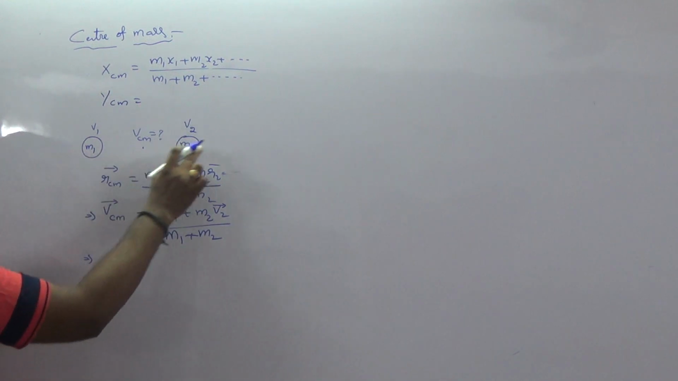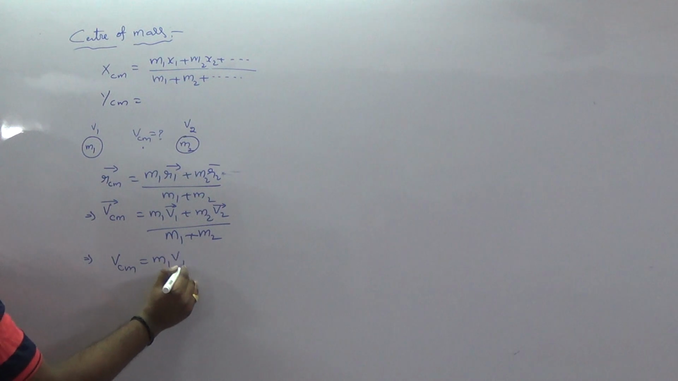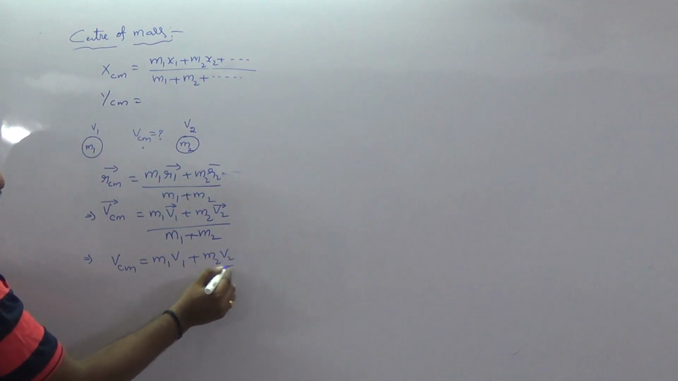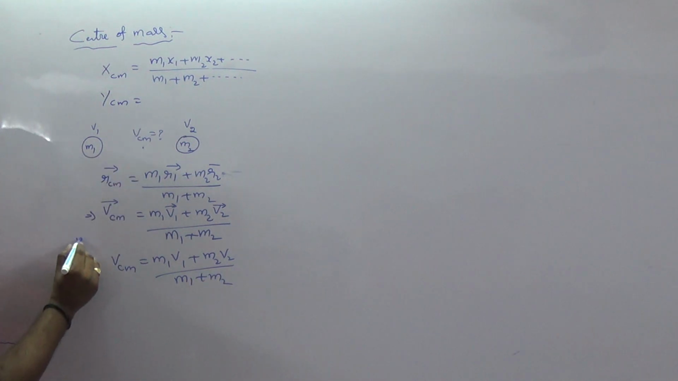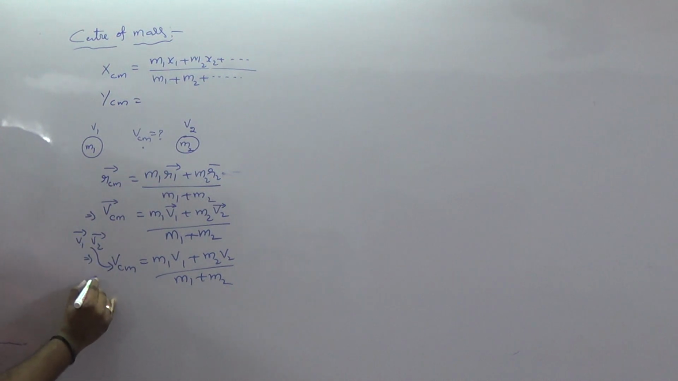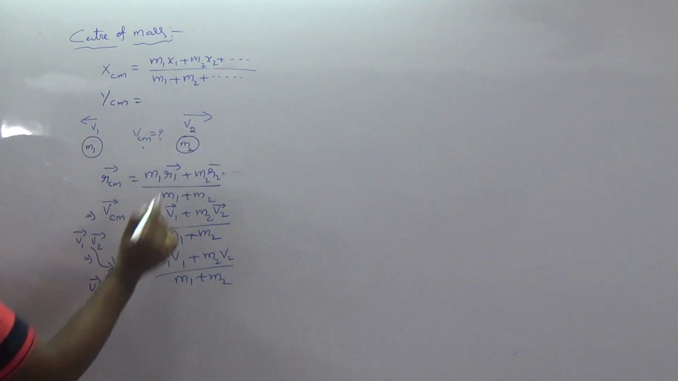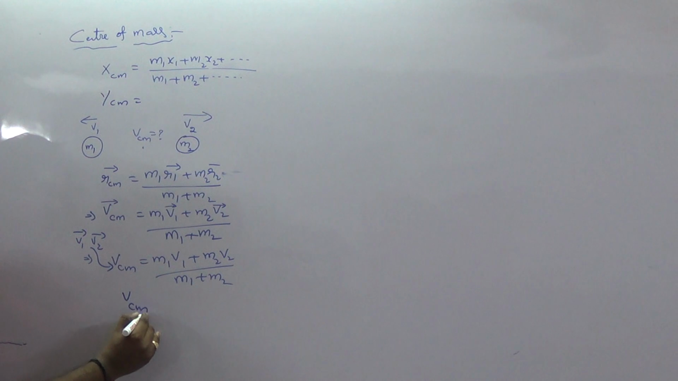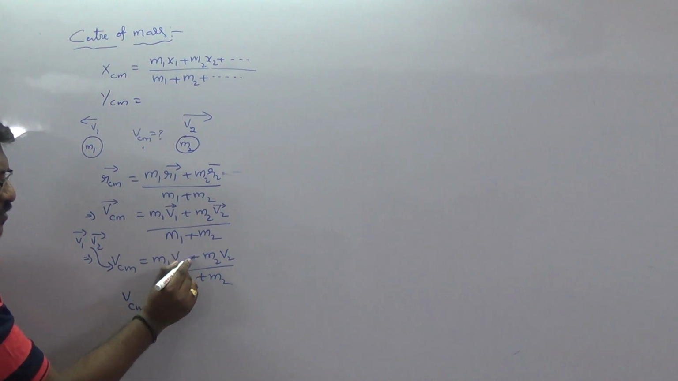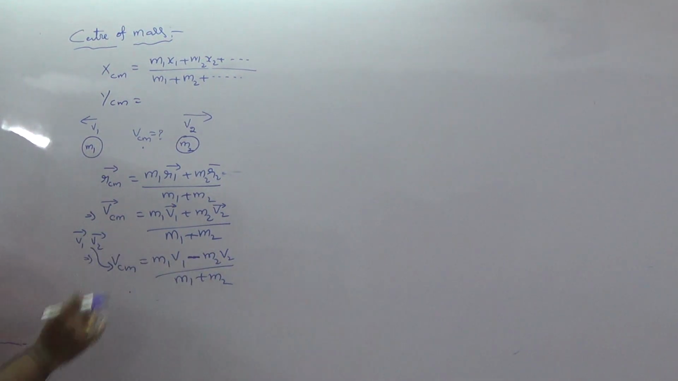If two particles are in the same direction, then we can take V_CM equal to m1 v1 plus m2 v2 by m1 plus m2. For example, the particles with v1 and v2 are both in the same direction, then you get the V_CM. If two particles are in opposite directions, v1 bar like this and v2 like this, both in opposite direction, in that situation the velocity of the center of mass we can write as V_CM equal to m1 v1 minus m2 v2 by m1 plus m2.